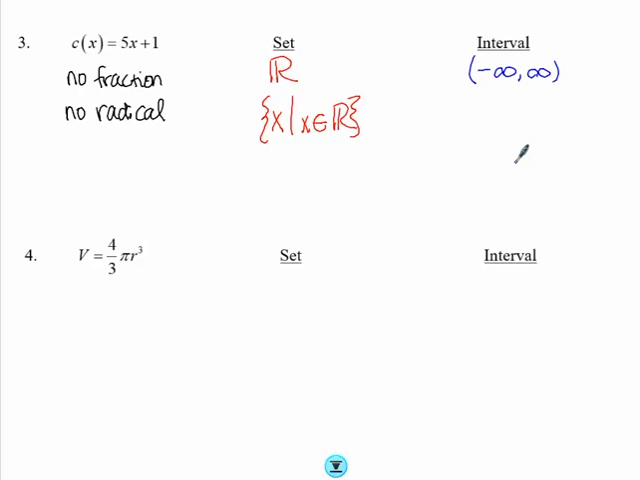For the last example, we have a geometry formula here. It says volume is equal to 4/3 pi r cubed. This is the volume of a sphere formula. If you notice, we have no fractions, so we don't have a denominator. Well, I mean, we do have a fraction here, but there's not a variable in the denominator. And we have no radical.